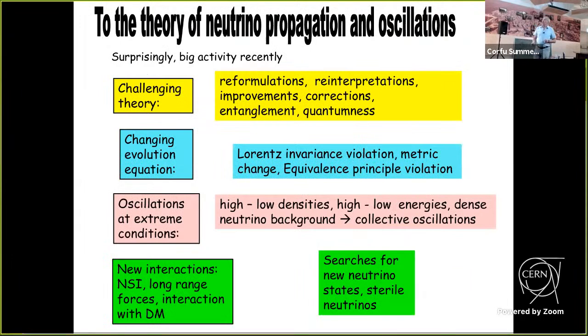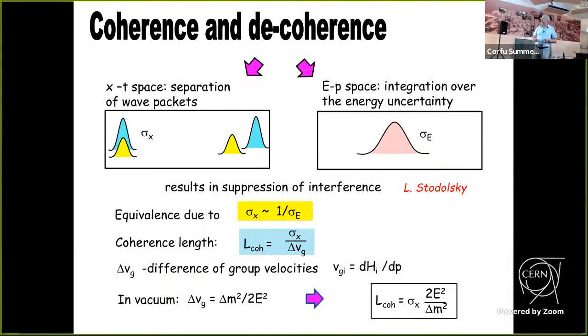There is a lot of activity, in fact, in the theory of neutrino propagation and oscillations. I will not even repeat what is written here. Surprisingly big activity here. I will just mention one aspect of this, and this is coherence and decoherence. So in configuration space, coherence means that the wave packets which describe propagation of the mass states separate because of different masses and different group velocities, and sigma x is, say, the width of the wave packet. In energy-momentum space, it is just averaging over the uncertainty in energy in your setup.